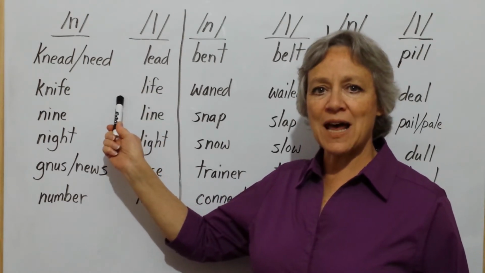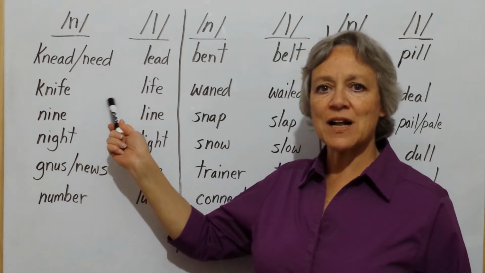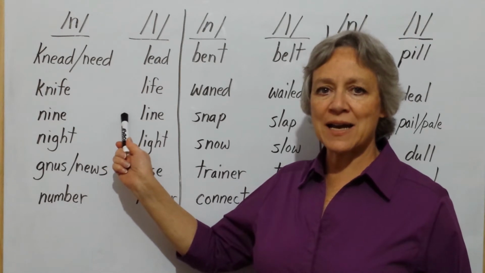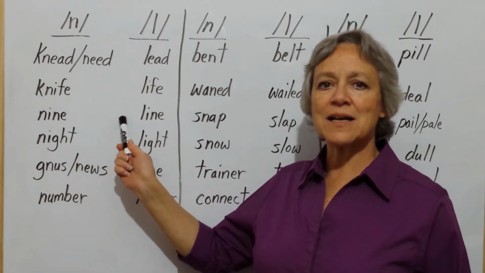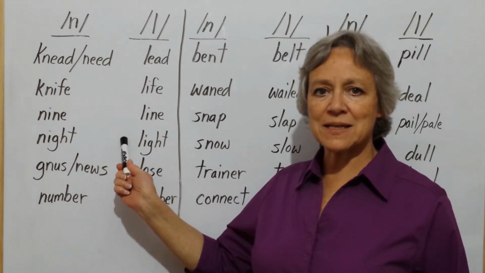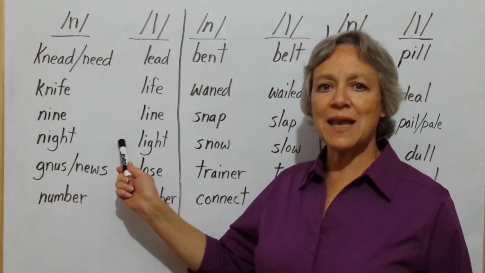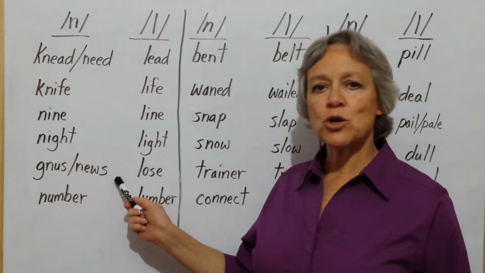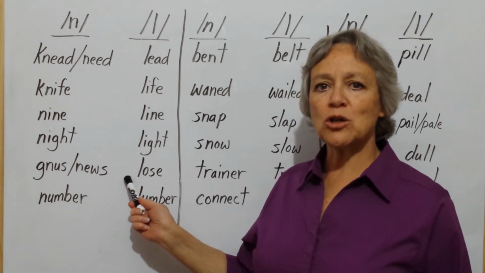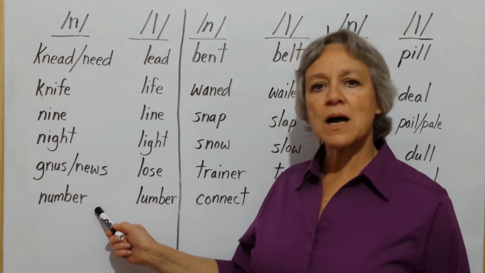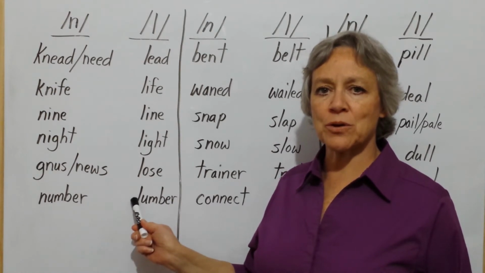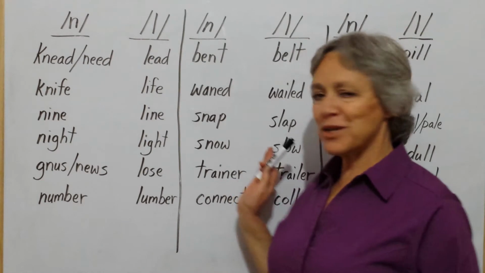Knife, life. Nine, line. Night, light. News, lose. Number, lumber. Okay, let's go to the middle two columns.